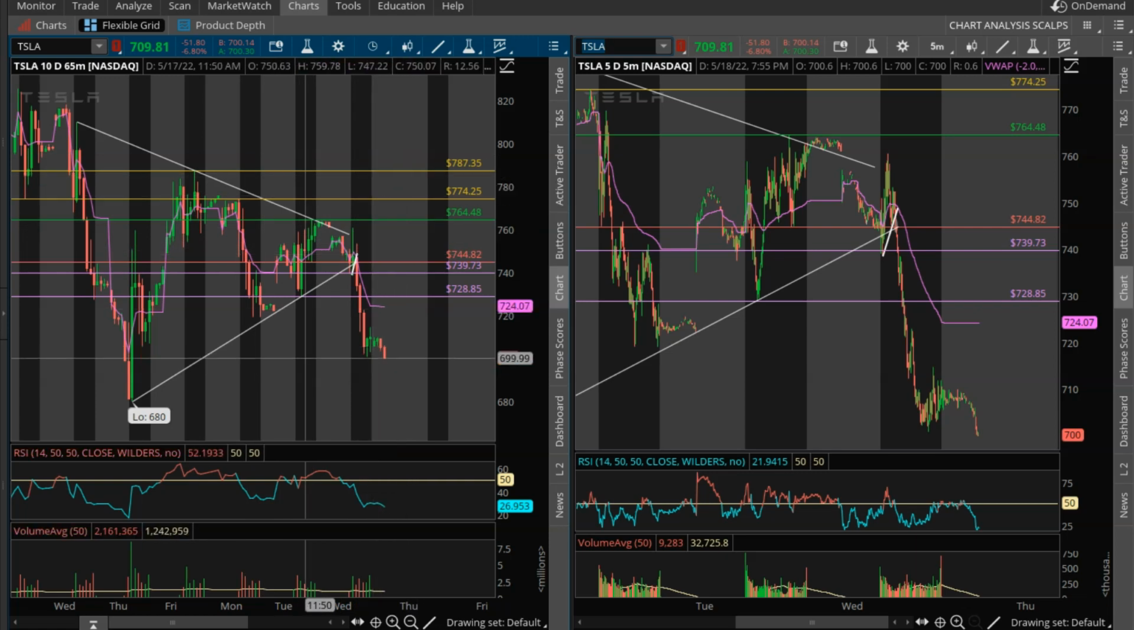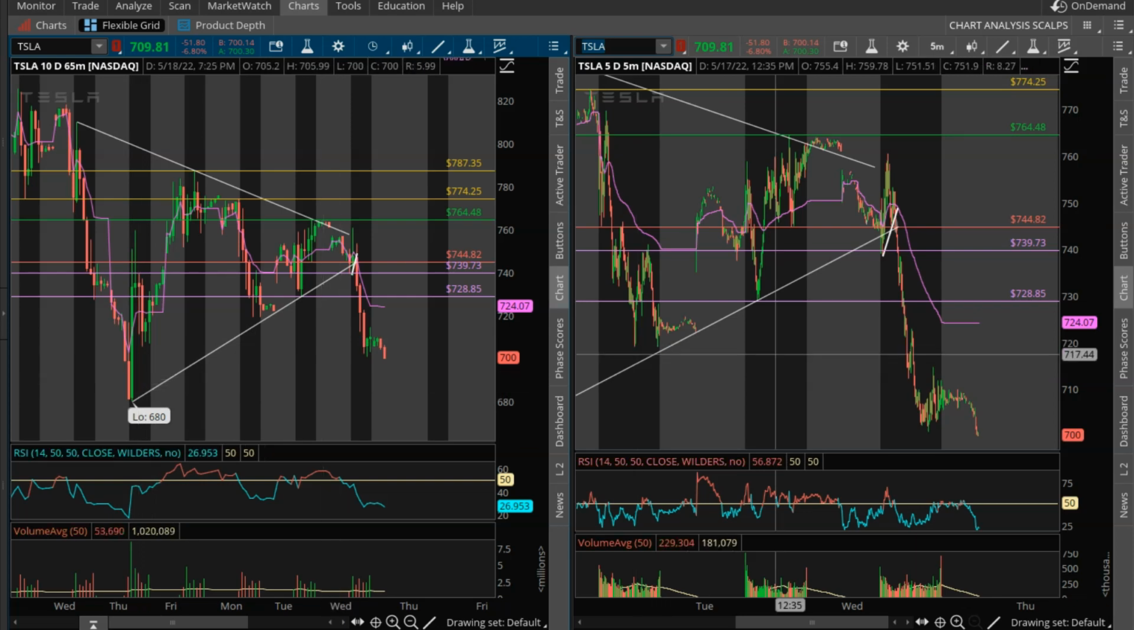And then the downside targets were, if we broke this UTL, I wanted to see this pivot low right here, 744.82 break, and then target 739.73, 728.85. So again, like I said in the last example, there are three main components: the point of the breakout or breakdown, the pivot point, and then the range breaks. So you guys can see we got to this pivot point here, 728.85, and then we found some support in this area here. Now, if we were to break this area during the session or tomorrow, the next target would be 680. So that's just what I saw on Tesla on the 65 minute.